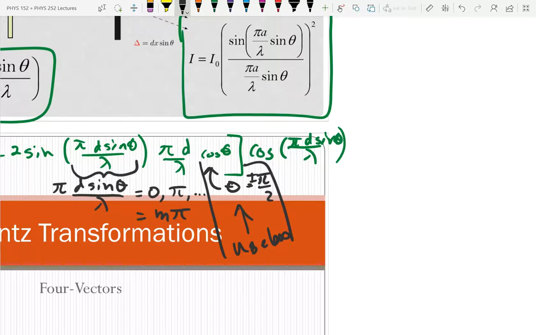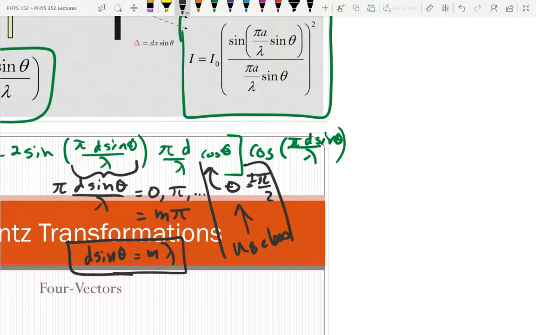Of course, we know that at plus or minus 9 degrees, we're going to have them. So this one here is going to be one set of solutions. That gives us the simple relation that d sine theta is equal to m lambda. So that's one set of solutions.